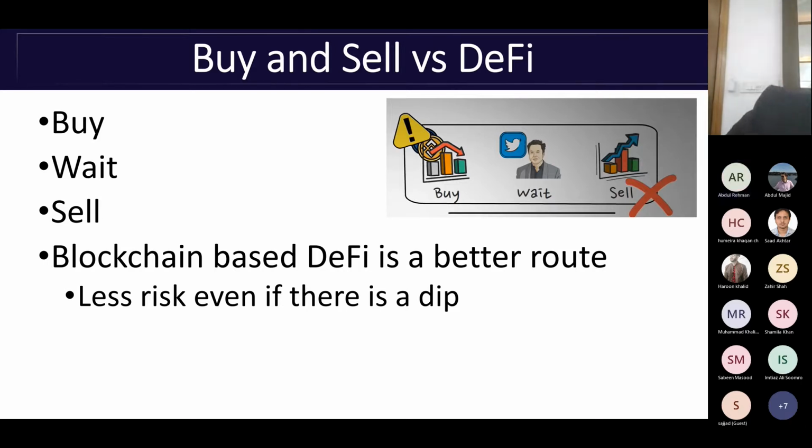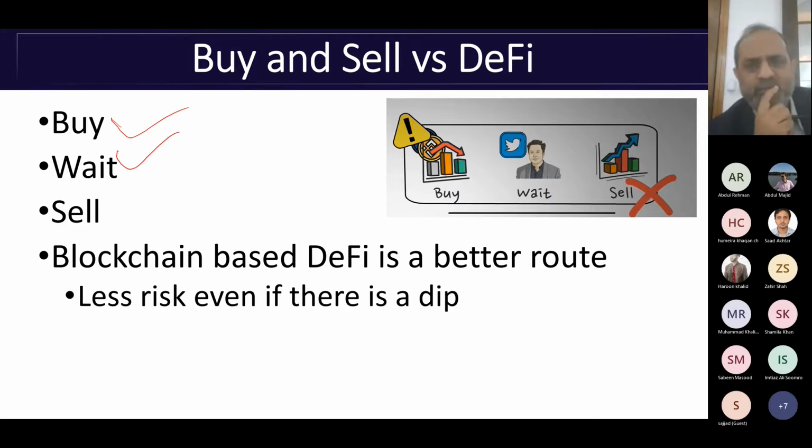Okay, see, the dumbest way to invest in crypto is that you just buy Bitcoin or Ether or any other cryptocurrency and then you wait.